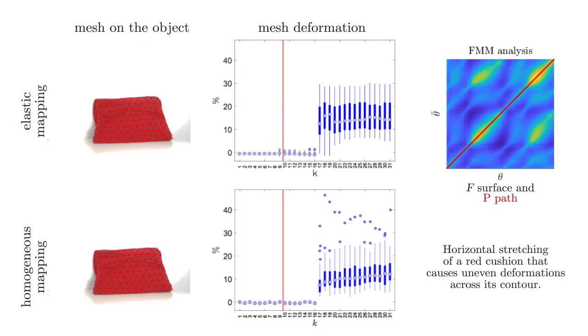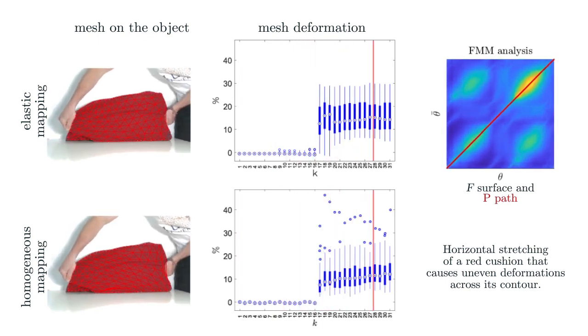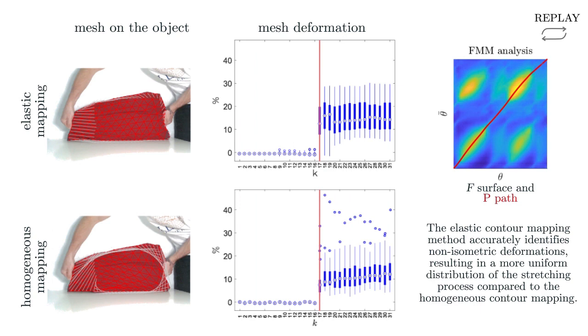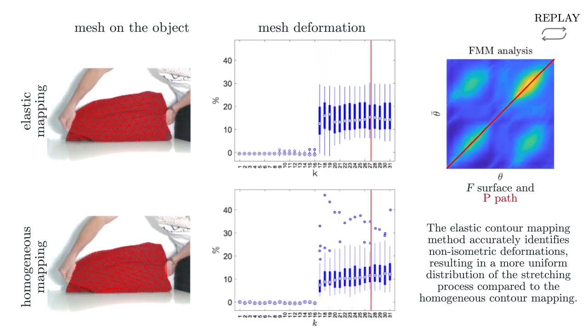In the results, what we did was basically comparing our method with a method that uses a homogeneous mapping between the contours. So in this example, the object is being stretched in a very short period of time. The homogeneous mapping does not update properly the nodes, as we can see on the bottom left, and this leads to a non-realistic deformation mesh.